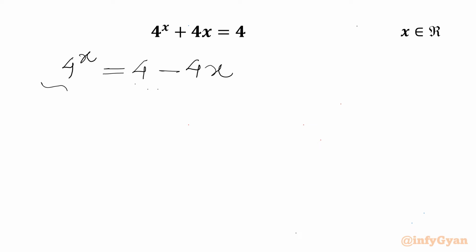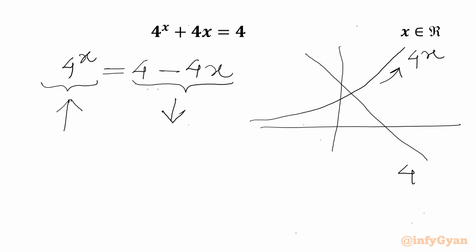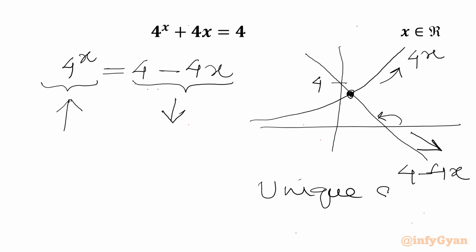In LHS, we have one exponential function, so it would be monotonic increasing. In RHS, we have one straight line with negative slope, so the function would be monotonic decreasing. Let us plot. This is our 4 power x, which is a monotonic increasing function. And here we can draw our line 4 minus 4x, y-intercept is 4, slope is negative. One function is monotonic decreasing, another is increasing, so we will get a single intersection point. So, a unique solution we will get.